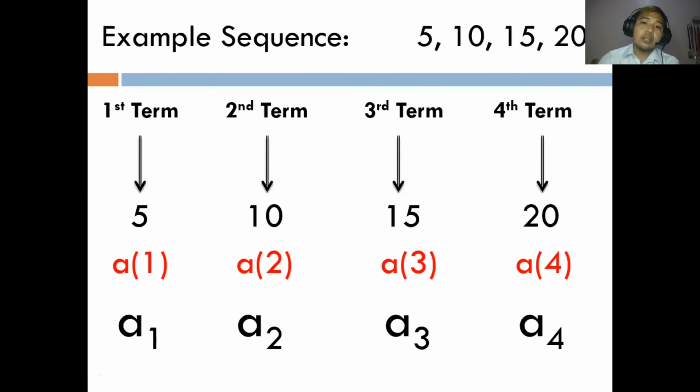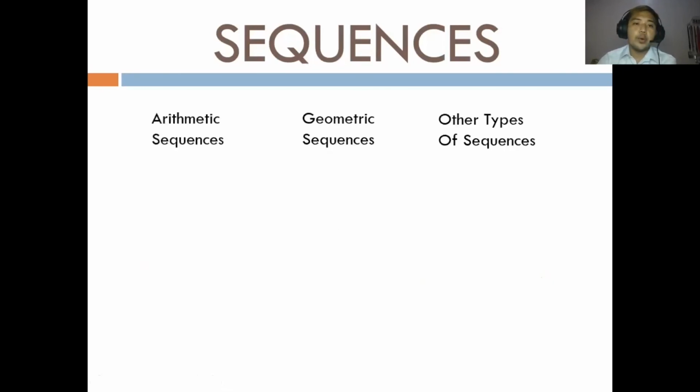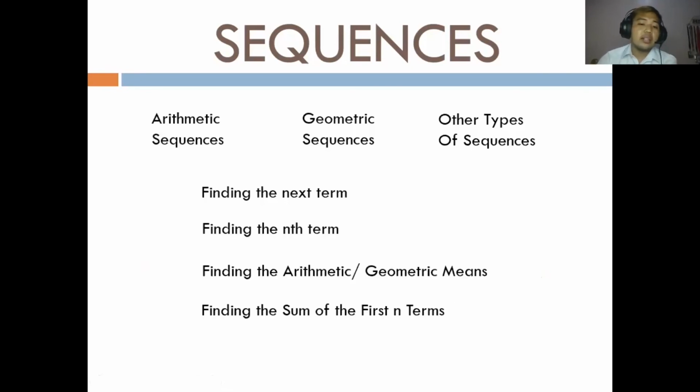All throughout these modules, maybe until the last of October, we'll be tackling sequences, and you have the arithmetic sequence, geometric sequence, and other types of sequences. And each of those, like for example arithmetic and geometric, involves finding the next term, finding the nth term, finding the arithmetic and geometric means, etc. So, we'll have more on that.